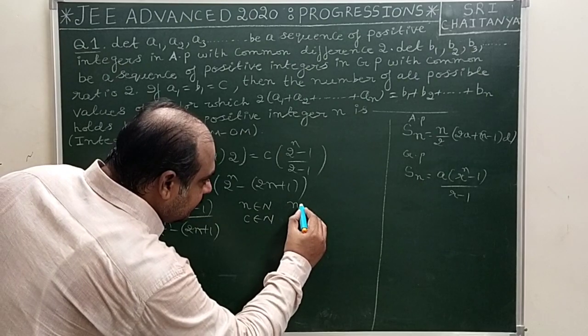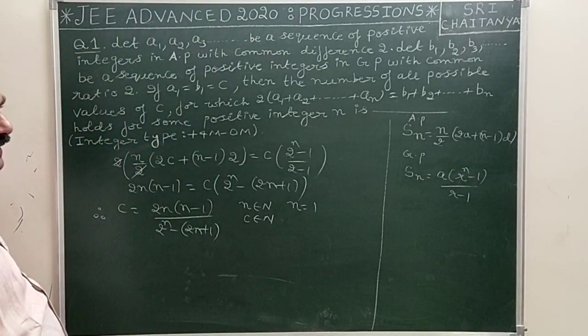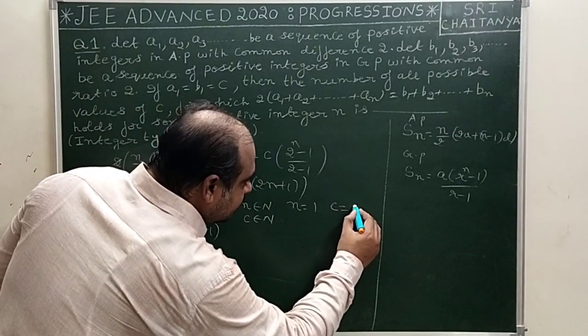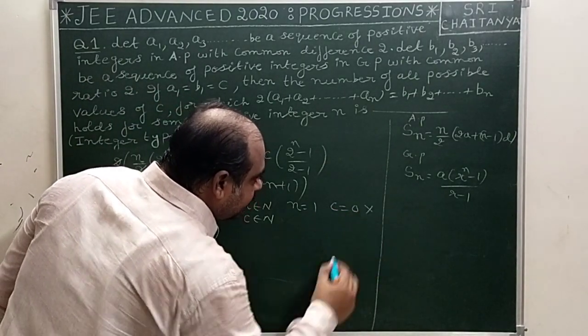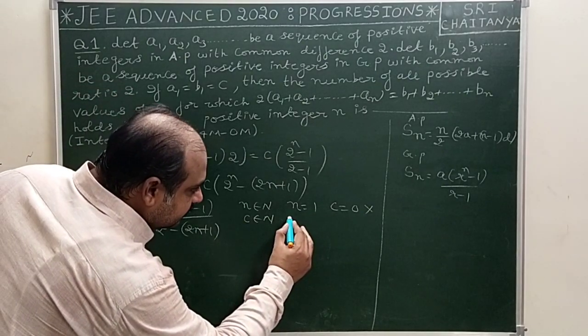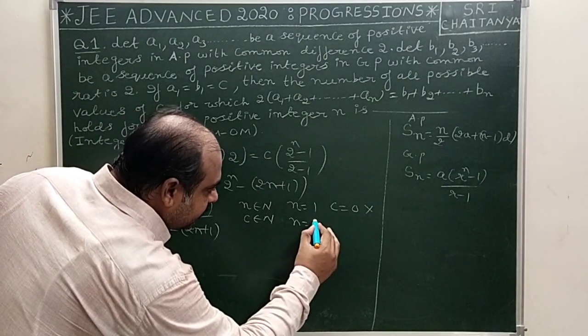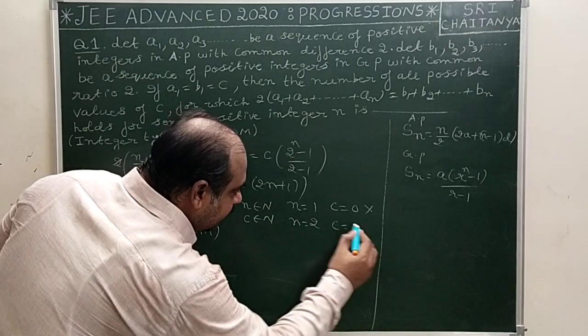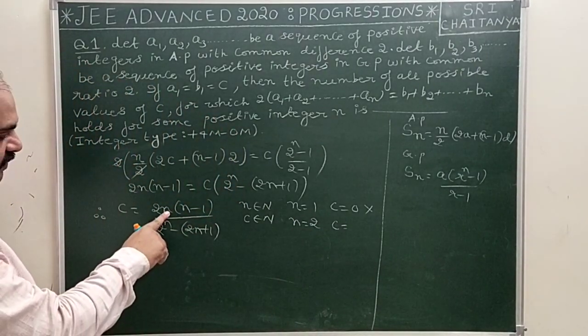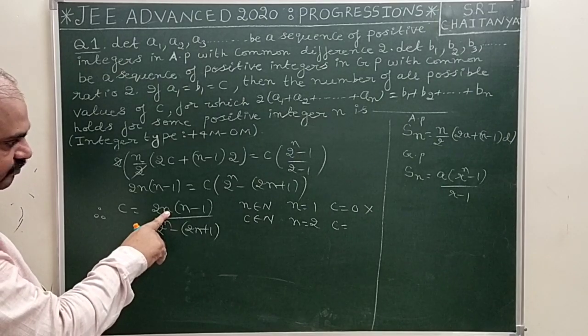Suppose let us say n equal to 1. By trial and error method we will proceed. For n equal to 1, C equals 0, which is not possible because C is a natural number. That value is not allowed. Now suppose n equal to 2, what will you get? For n equal to 2, you will get 2 into 2, 4.